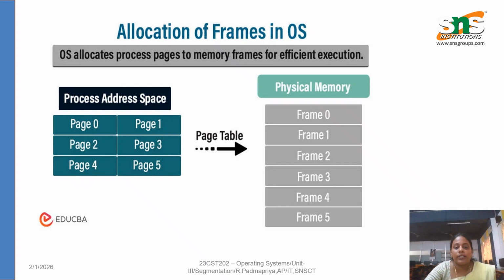Here the process address space looks like this: page 0, page 1, page 2, page 3, page 4, page 5. This process address space can be allocated as frames in physical memory: frame 0, frame 1, frame 2, frame 3, frame 4, frame 5. This is the physical memory. The page table sits in between the process address space and physical memory.